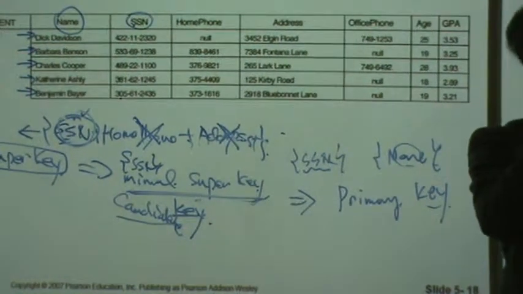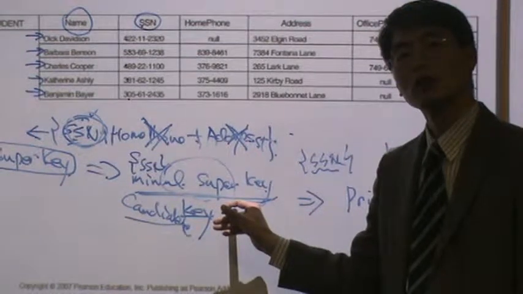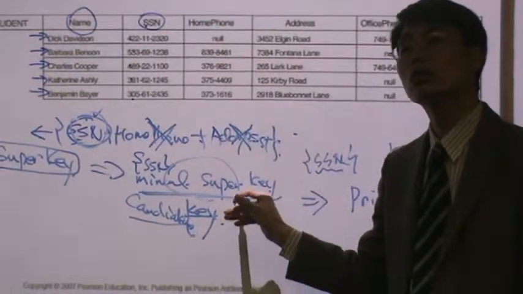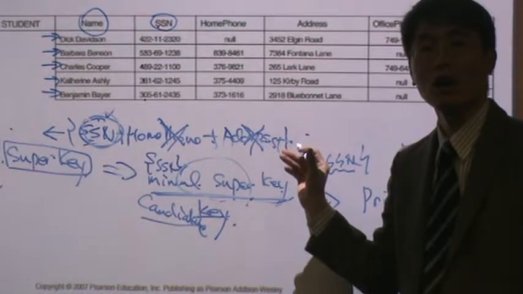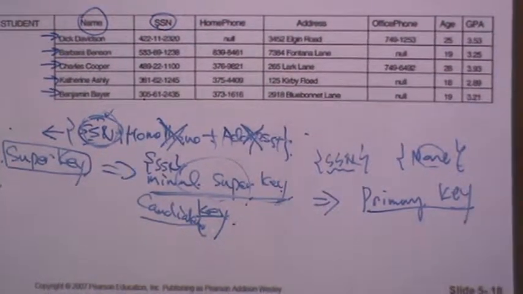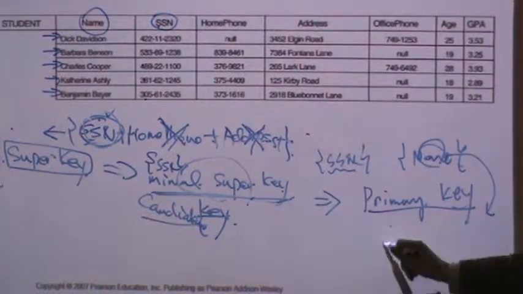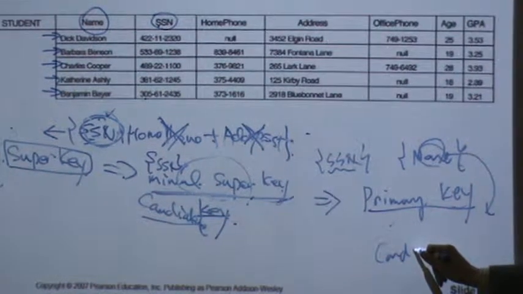Only one. So how many minimal super keys? It can be 1, 2, or more. However, how many primary keys? Only one. The other super keys will be candidate keys. I know.